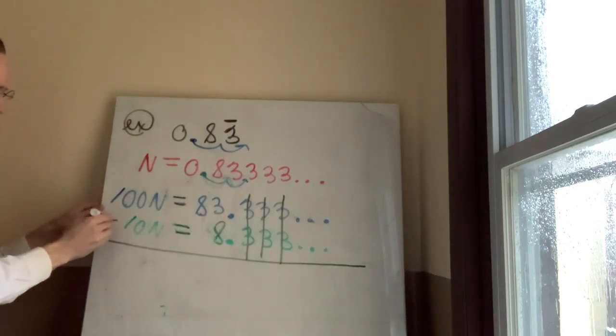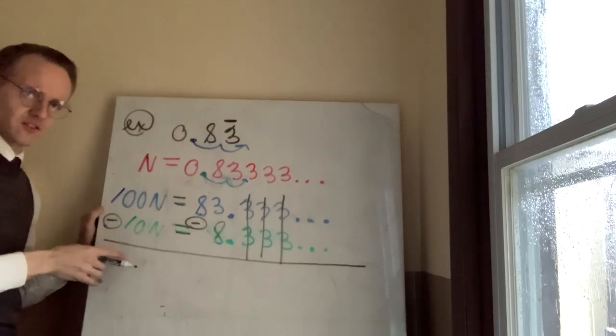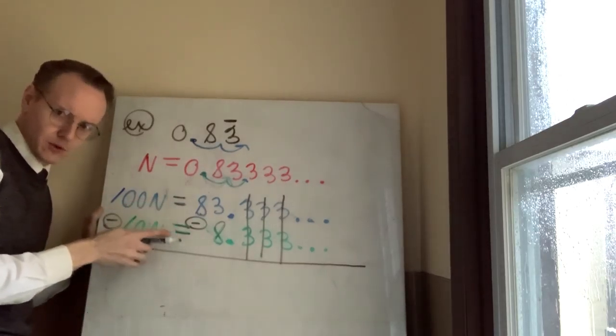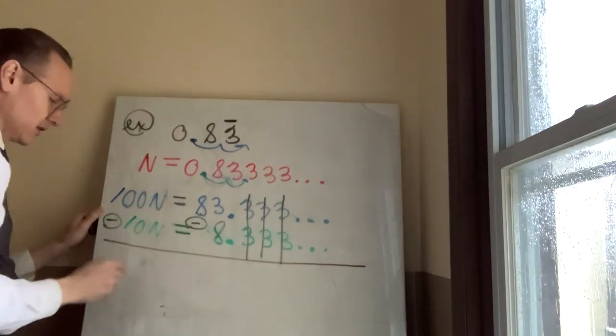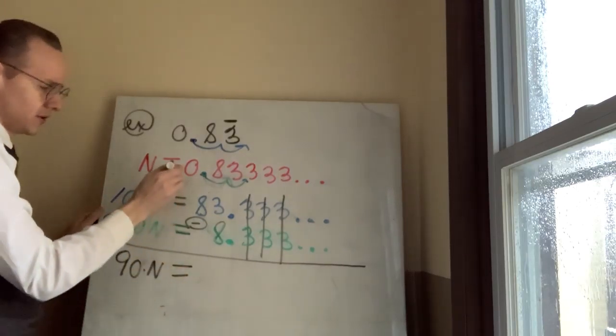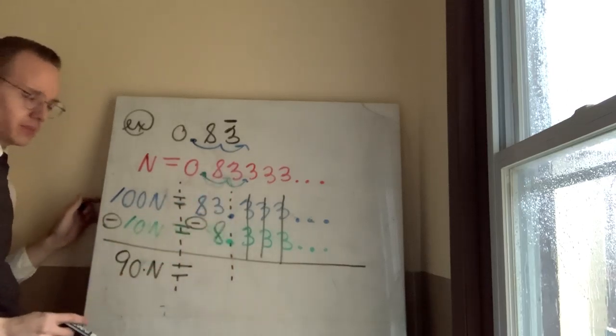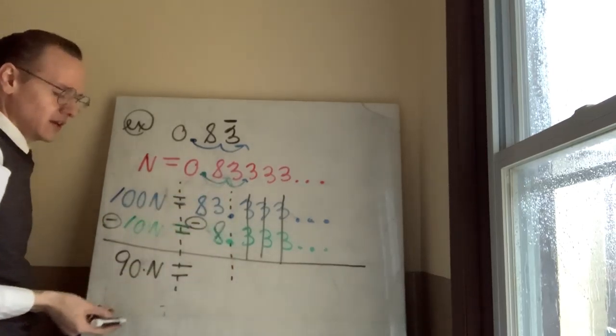All right, let's do the subtraction now. 100n minus 10n, in this case, is not going to produce 99n or 9n or anything like that. It's going to be 90n instead. Decimal points line up. 83 minus 8 is what?